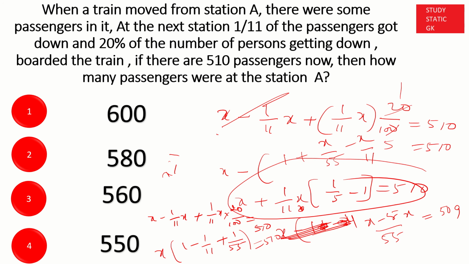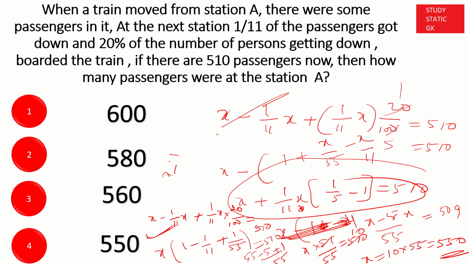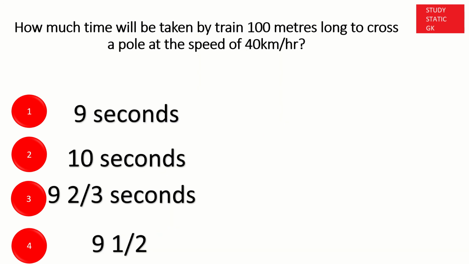So here 55 can be taken as the LCM, and 55 minus 5 plus 1, so 51. So x into 51 by 55 is equal to 510. So 51 tens are, so x is equal to 10 into 55, that is 550. That's it. So 550 is the answer, right? So next question.